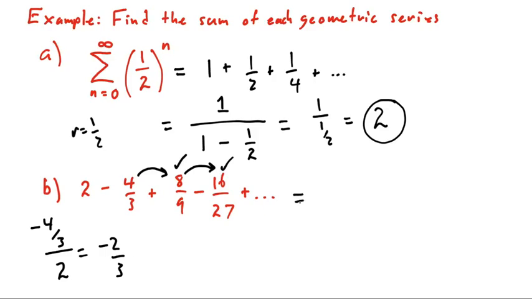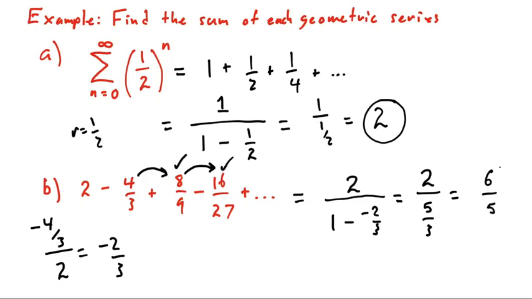So for this example, we have a first term of 2 divided by 1 minus the ratio of -2/3. 1 minus -2/3 is the same as 1 plus 2/3. That's 3/3 plus 2/3, that's 5/3. So we have 2 divided by 5/3. If we simplify, this is 6 divided by 5. That is the sum of this second geometric series.